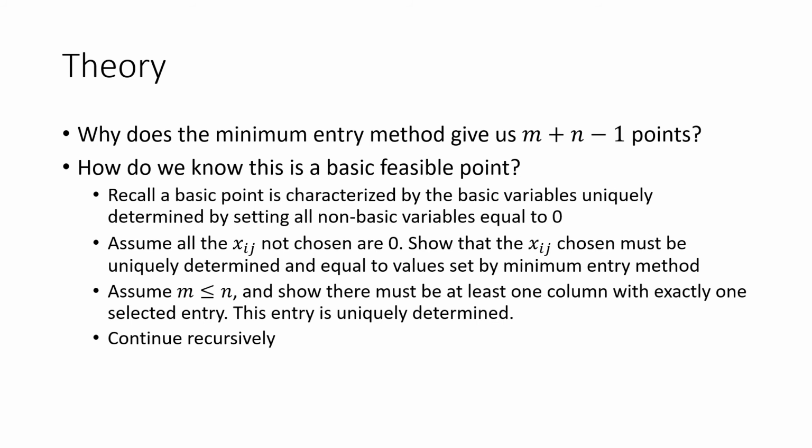And how do you show that? Well, you can assume that your m is less than or equal to n. So in other words, you have fewer rows than columns, or no more rows than columns. By showing that there's at least one column with exactly one selected entry, that it's uniquely determined, and you just continue over and over again until you've chosen them all, that will show that you are uniquely identifying a solution based on setting everything else equal to 0.